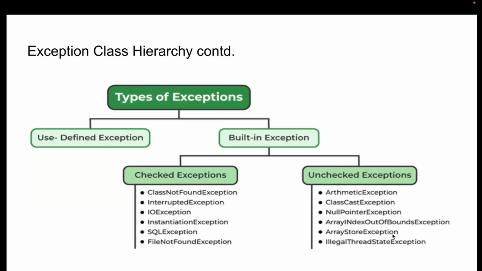Then there is array index out of bounds exception. This also I have already told you, that suppose you have an array of declared size 10 and you are trying to access any index which is beyond 10. Suppose you are trying to access array index 15 from that particular array, you will get array index out of bounds exception. Then there are other exceptions like array store exception, illegal thread state exception. So illegal thread state exception, this you will basically get when we deal with thread handling. So we'll see this.